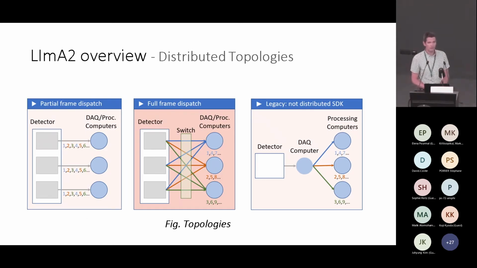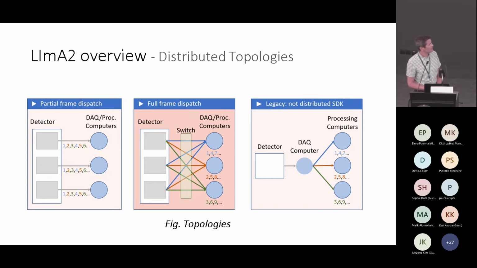The idea is to support multiple topologies depending on the detector's capacities. So for a basic module assembly, we would basically connect one data acquisition computer per module. And each one will receive a partial frame. And all that needs to be reconstructed within the data acquisition mini cluster.